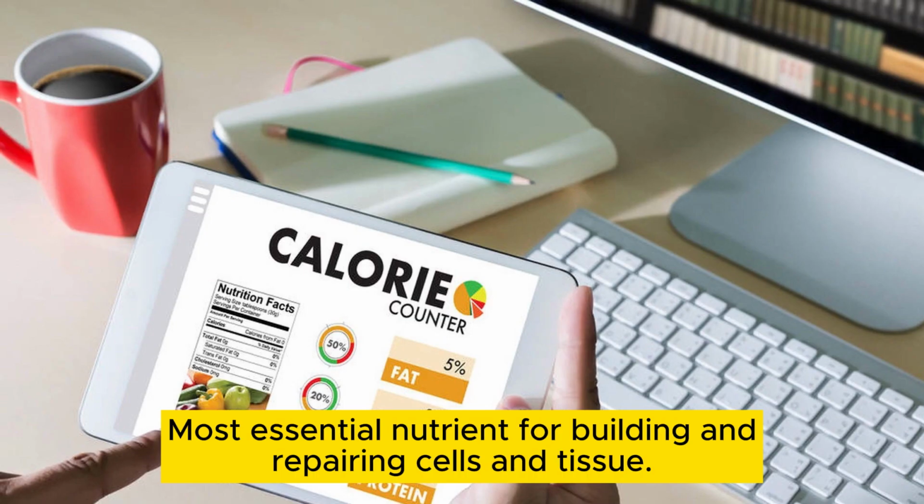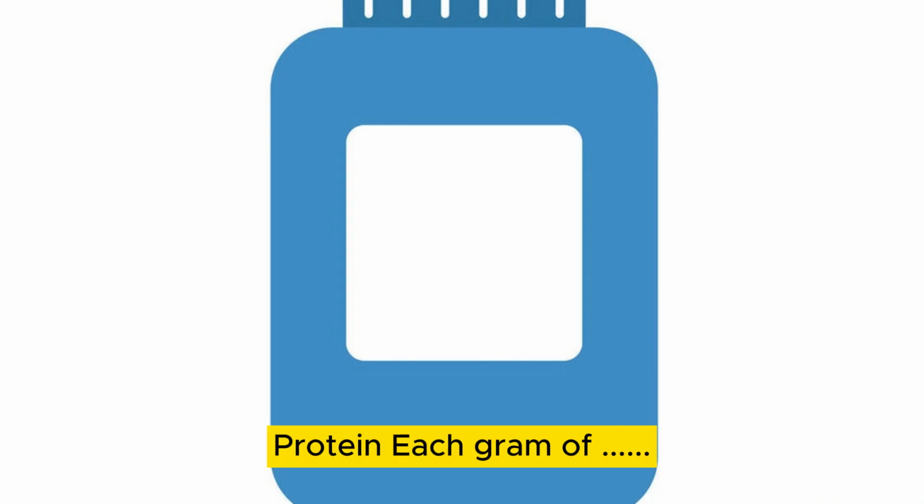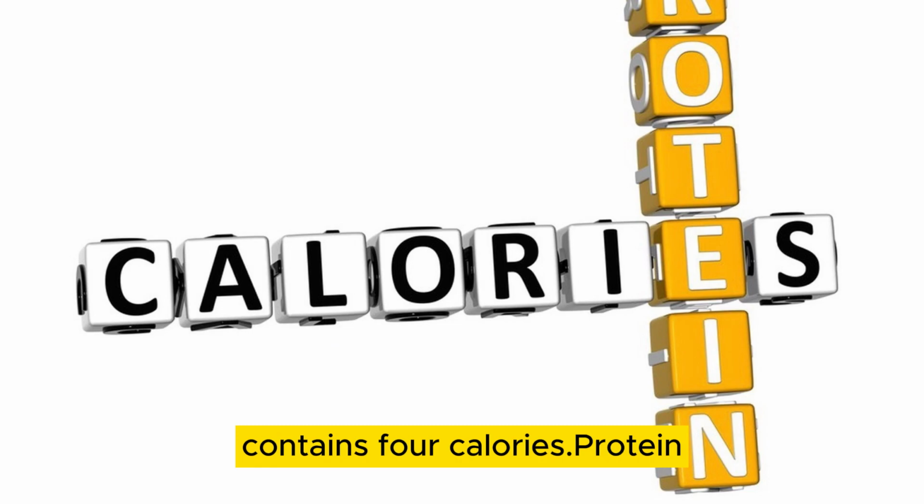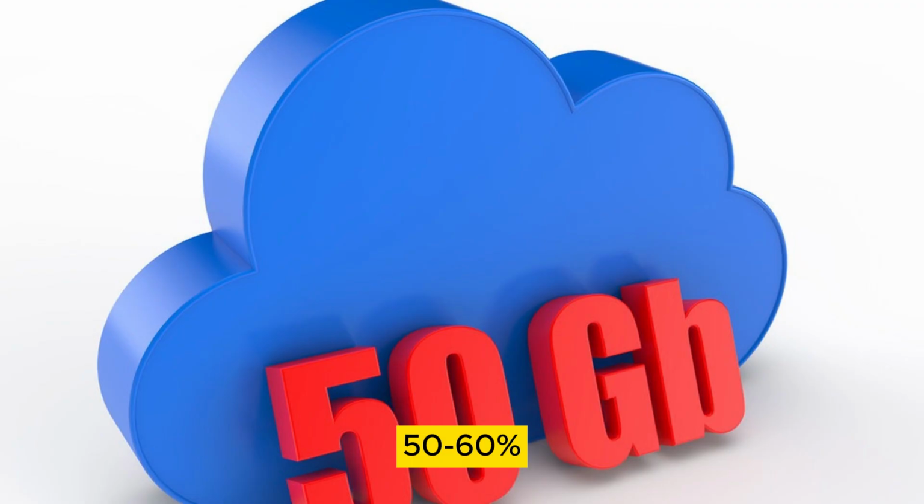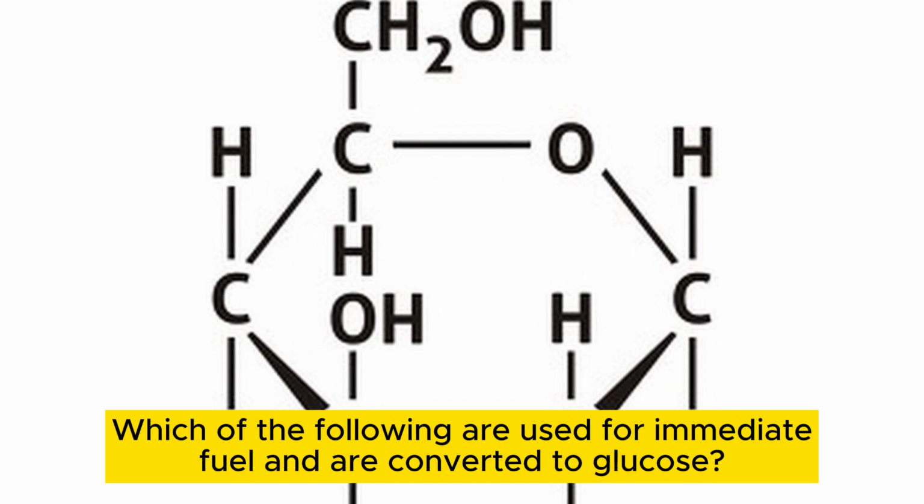Most essential nutrient for building and repairing cells and tissue. Protein. Each gram of protein contains 4 calories. It is recommended that what percentage of an individual's total caloric intake be made up of carbohydrates? 50 to 60%. Which of the following are used for immediate fuel and are converted to glucose?